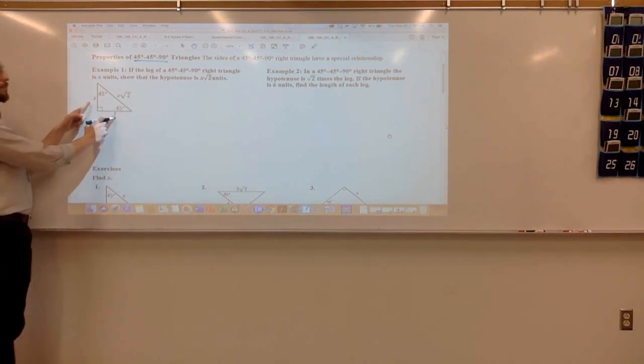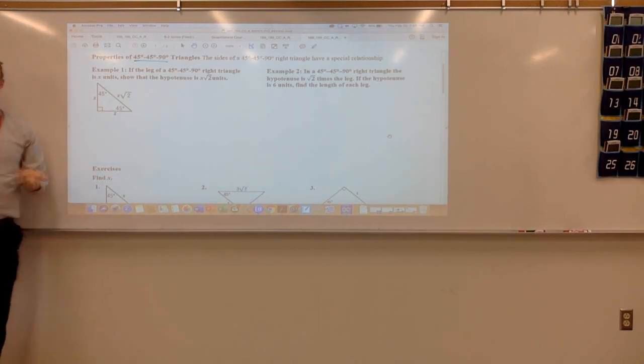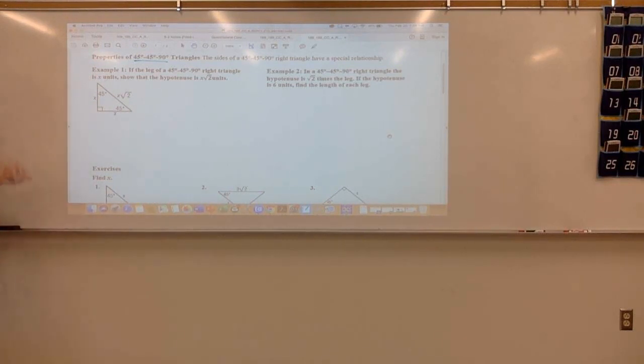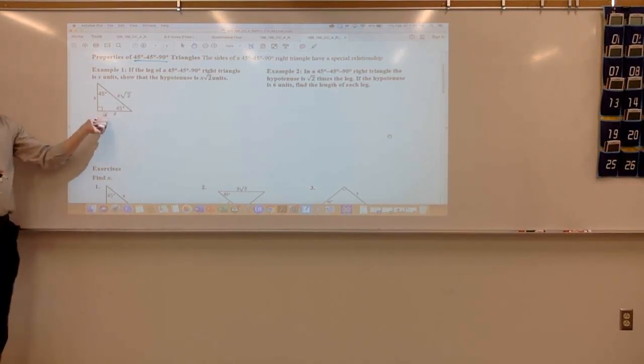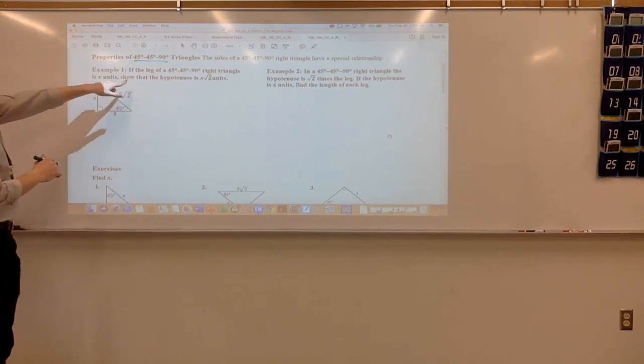We've already talked about that in an isosceles triangle, two angles are the same and two sides are the same. So these two legs of this 45, 45, 90 right triangle will always be the same. And the hypotenuse will always be the length of one of those legs times the square root of 2. So let's prove that first here.